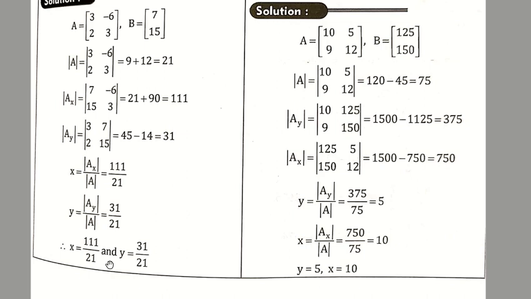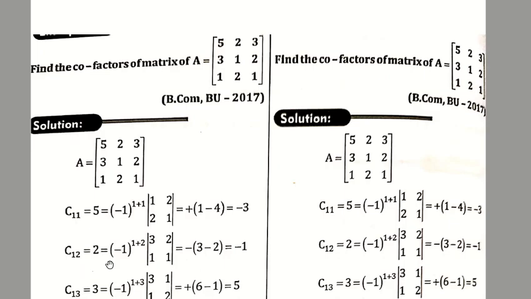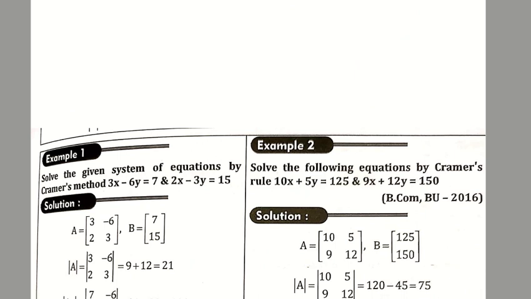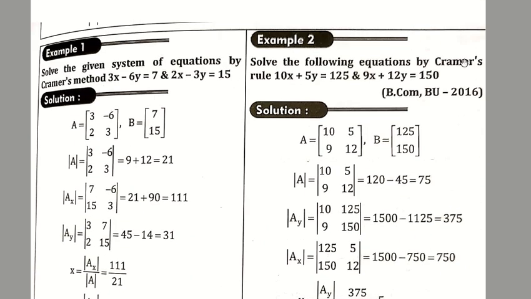Okay, so in the same way you will find out the value of the next question. Solve the following equation by Cramer's rule: 10x plus 5y, which is equal to 125, and 9x plus 12y, which is equal to 150.